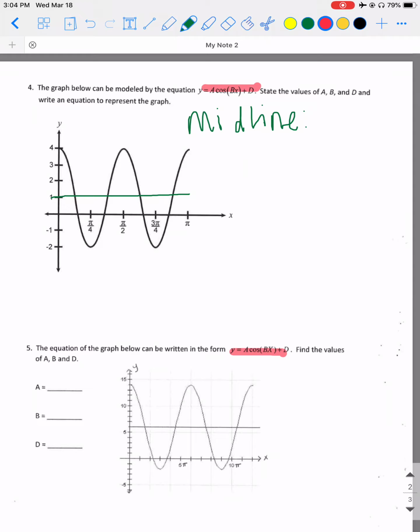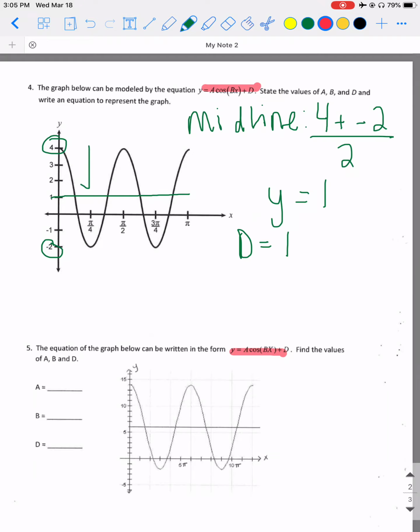If you're not able to figure that out off the top of your head, to find the midline, I can use my maximum value, in this case 4, plus my minimum value, in this case -2, and divide that by 2. It's kind of like I'm taking the average of the max and the min. I want to figure out exactly what's in the middle. So 4 plus -2 would equal 2, divided by 2 is equal to 1. So I know that I have a midline at y equals 1.